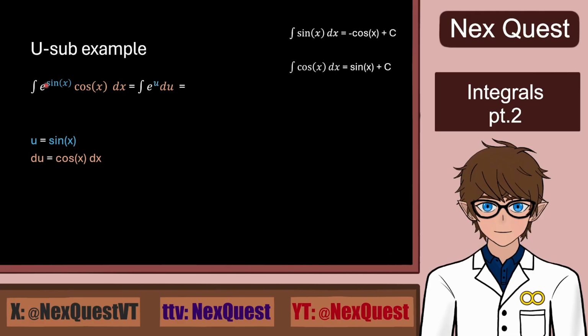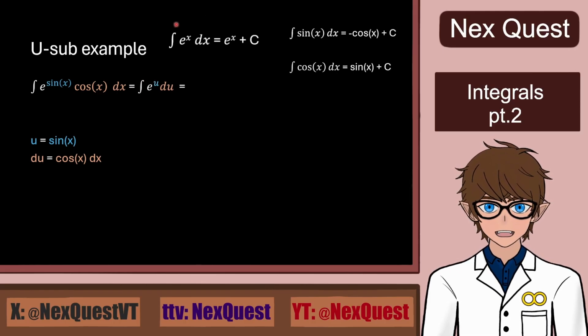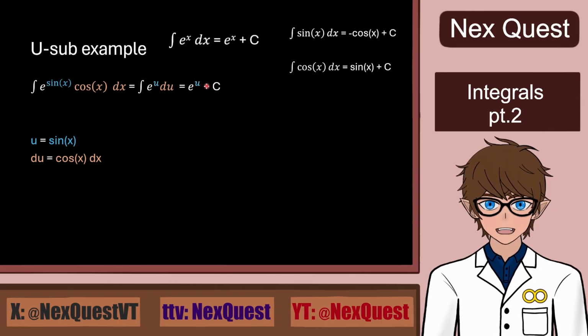So I will rewrite this with the insert: I replace the blue part with u, I replace the orange part with du, and we get this function. Now I take the table from before, I get this, and I solve it, and I just get e to the power of u plus c.